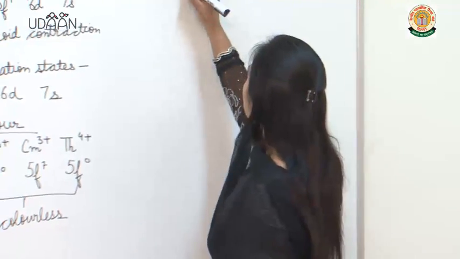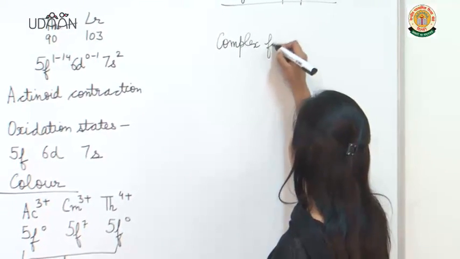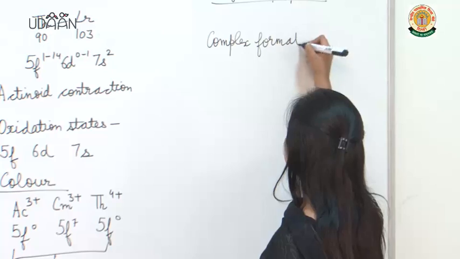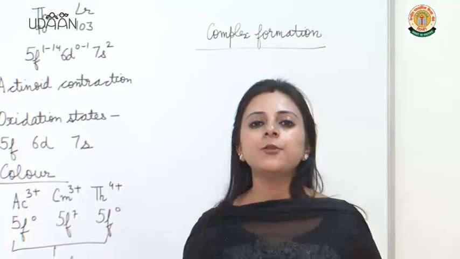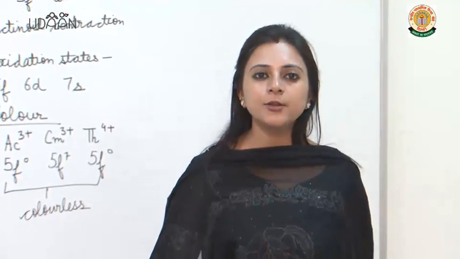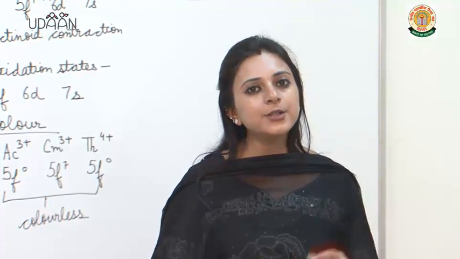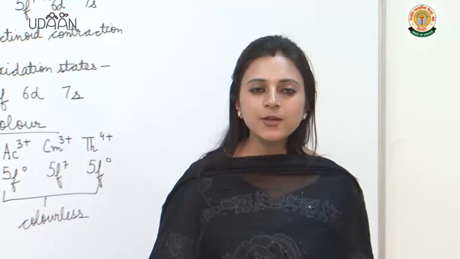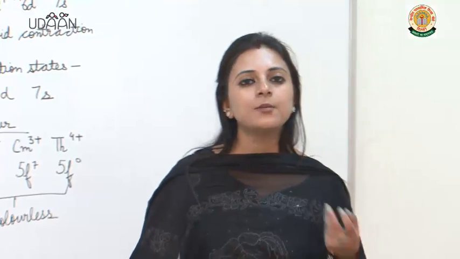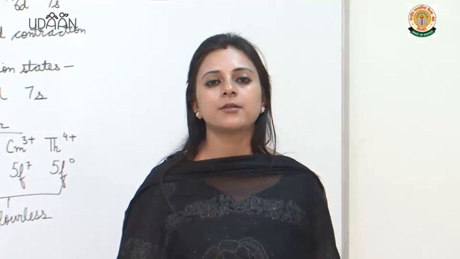And when we talk about the complex formation ability of actinoids, they have a higher ability to form complexes as compared to lanthanoids because of their small size and higher charge density. They can form complexes with EDTA, beta diketones as well as with the pi acid ligands.